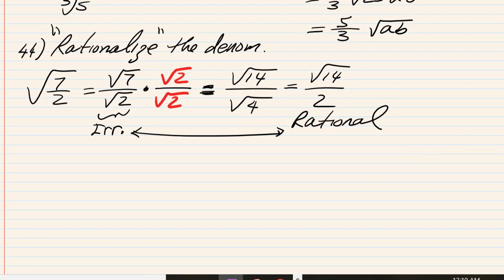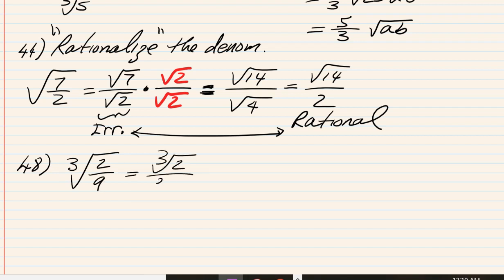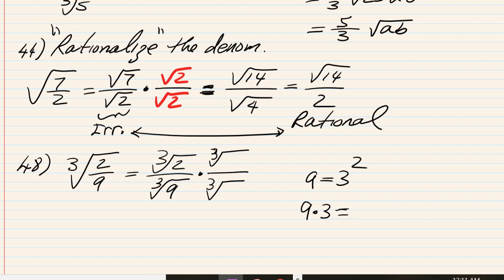Now let's take a look at number 48. In number 48, we have a cube root of 2/9. So let's break it: cube root of 2, cube root of 9. Now, be careful here. Cube root of 9 is not 3. Square root of 9 is 3, but not cube root. So, now remember, because we have cube root, we need perfect cubes. Now 9 is 3 squared, true? If we multiply 9 times 3, that becomes 3 cubed, right? That's like multiplying both sides by 3, and that's what happens. 3 cubed, that's a perfect cube, isn't it?